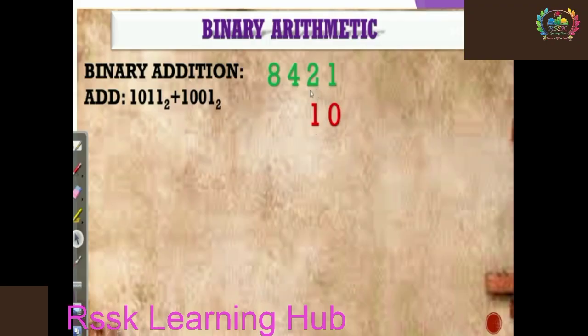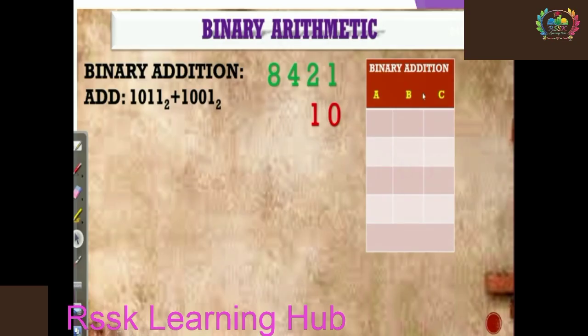Binary arithmetic means binary numbers also permit computations like addition, subtraction, multiplication and division. In this session we are going to deal only with binary addition and subtraction. In addition, the thing to keep in mind is that if one number is 0 and the other number is 0, the sum will be 0 only. Let us see this table.